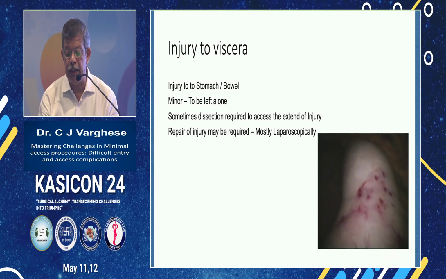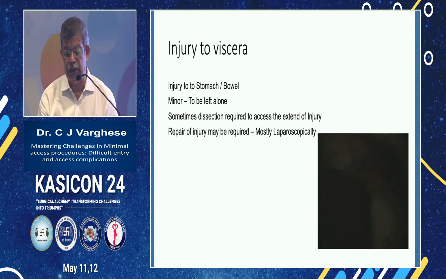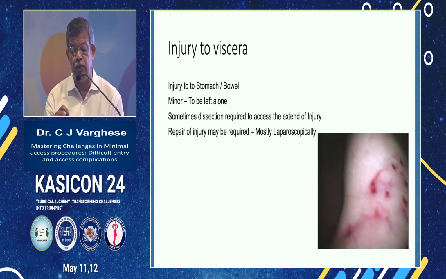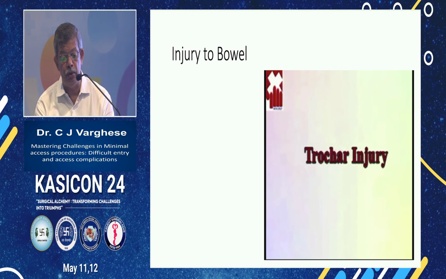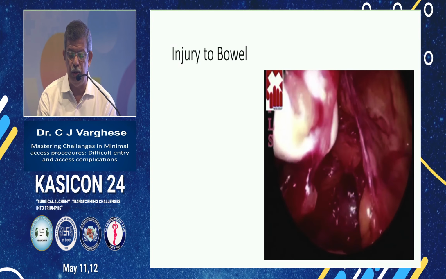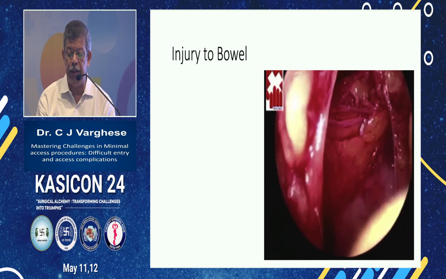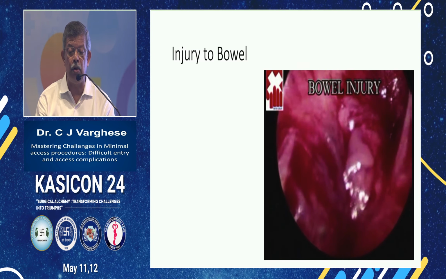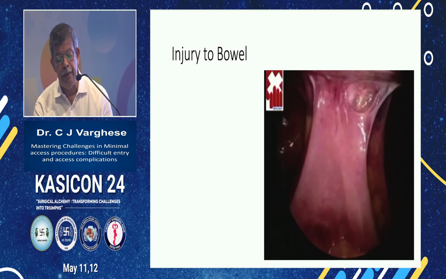The injury to viscera, like, see, the multiple punctures that are made on the stomach. It's not a very big issue. Sometimes it can be left alone, but definitely you need to check that. Sometimes suturing is required. And here is another injury to the bowel, where the trocar has punctured into the bowel, and this is a problem, your finger coming out and into the bowel. And here the issue is that there are a lot of adhesions also. So we have to take a call whether adhesion lysis needs to be done before the bowel is repaired.